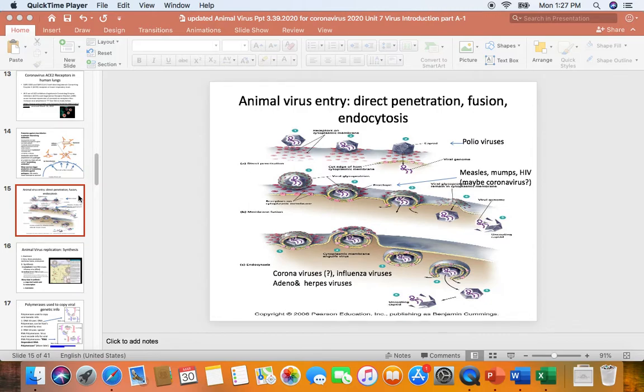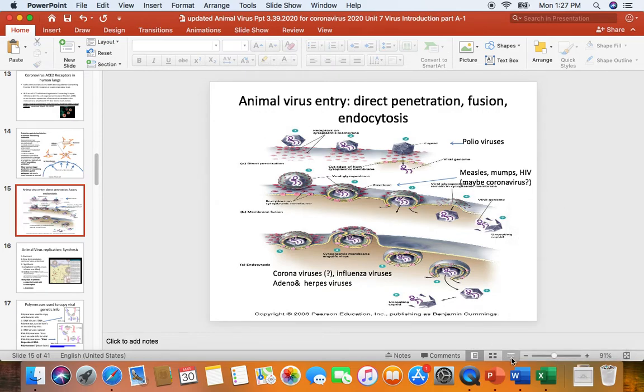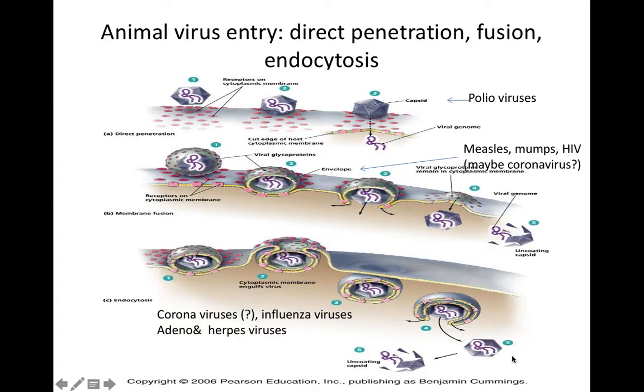The second step is entry. So this is step 2, and that's what this short, hopefully short video will be about. There are 3 different ways that human animal viruses can get their nucleic acid into the host cell. The 3 ways are direct penetration, which is similar to what bacteriophage do in injecting the viral nucleic acid into the cell, or there's fusion.